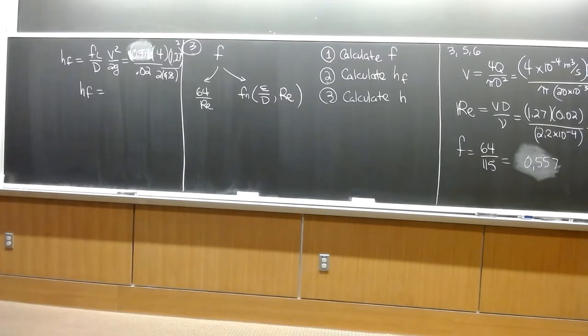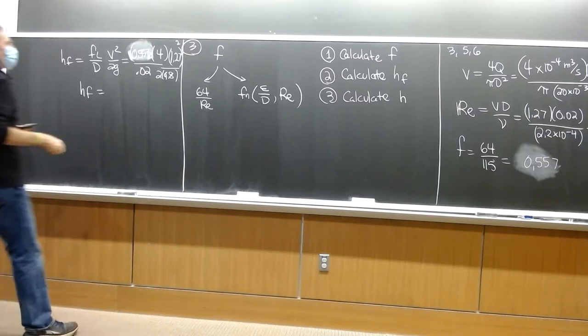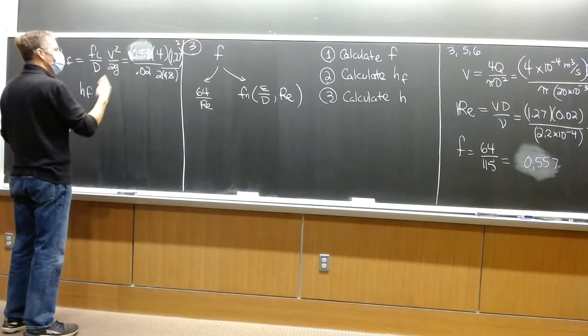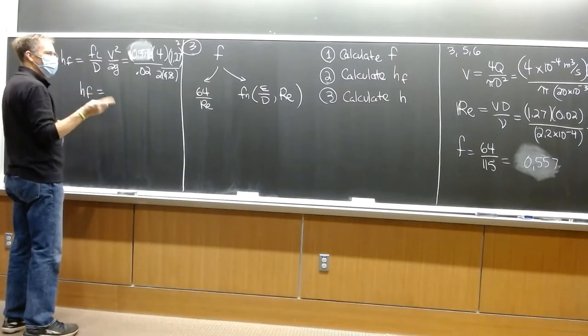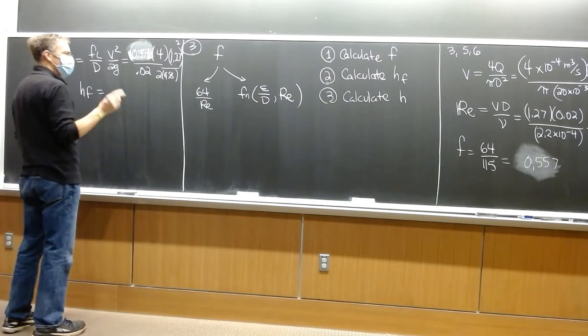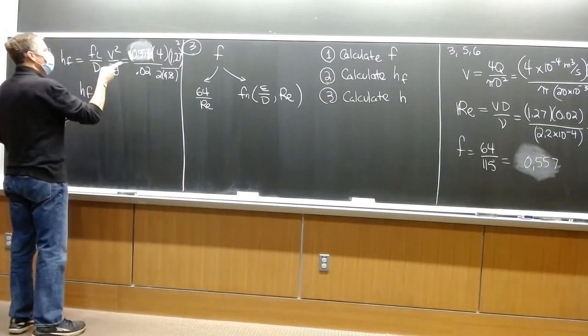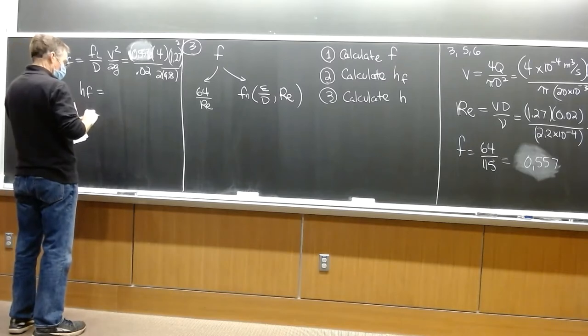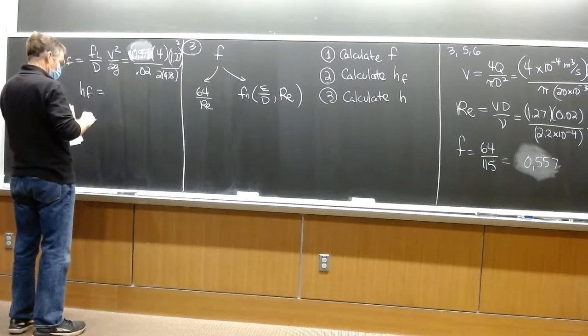All right, and then from there I get the head loss due to friction, and after that I would set up an energy equation to find the difference in, well, we'll see, but I would use that to get the difference in pressures, and then a manometer problem to get the H. All right, so 0.557 or 1.27.